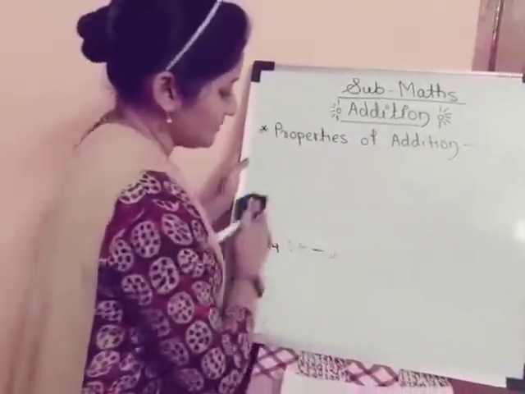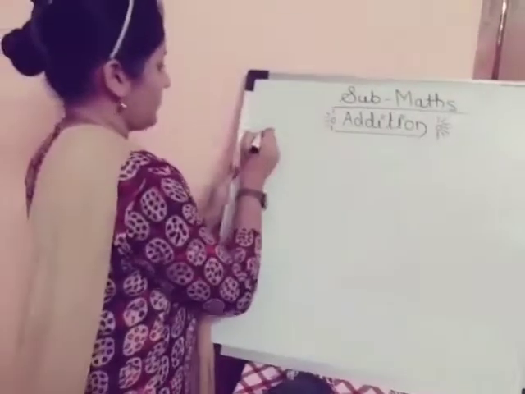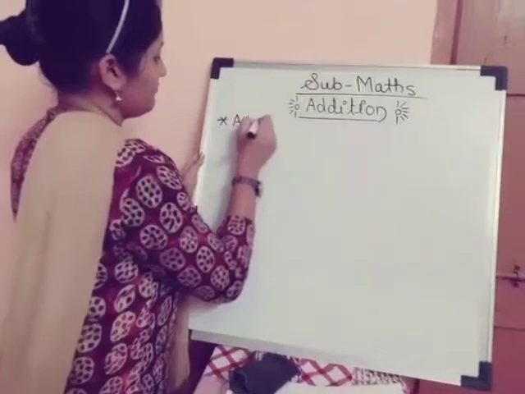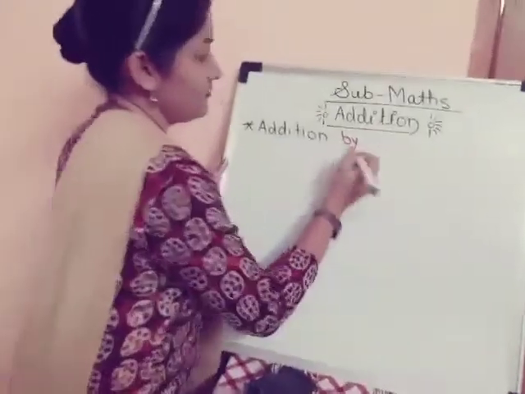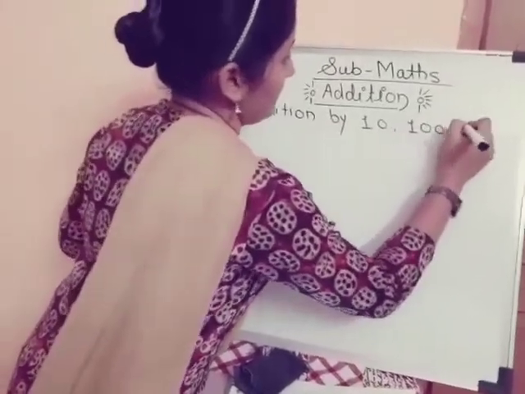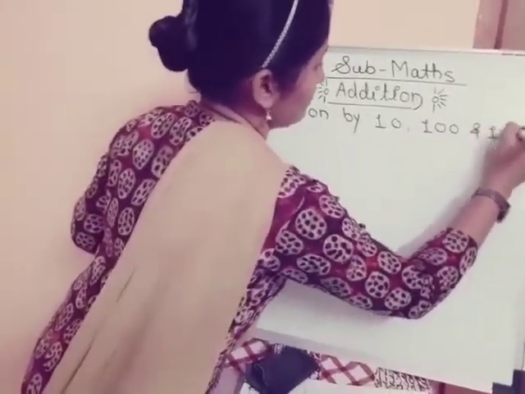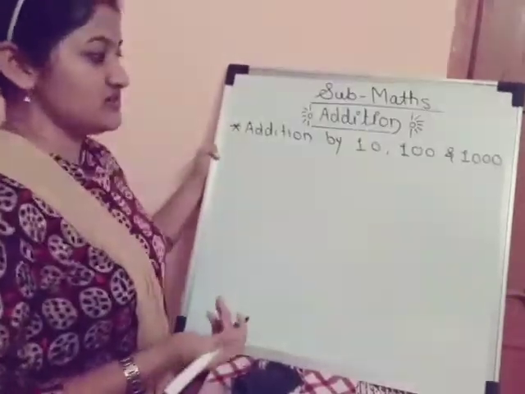The next concept is addition by 10, 100 and 1000. Here the rule of addition by 10, 100 and 1000 is very simple.